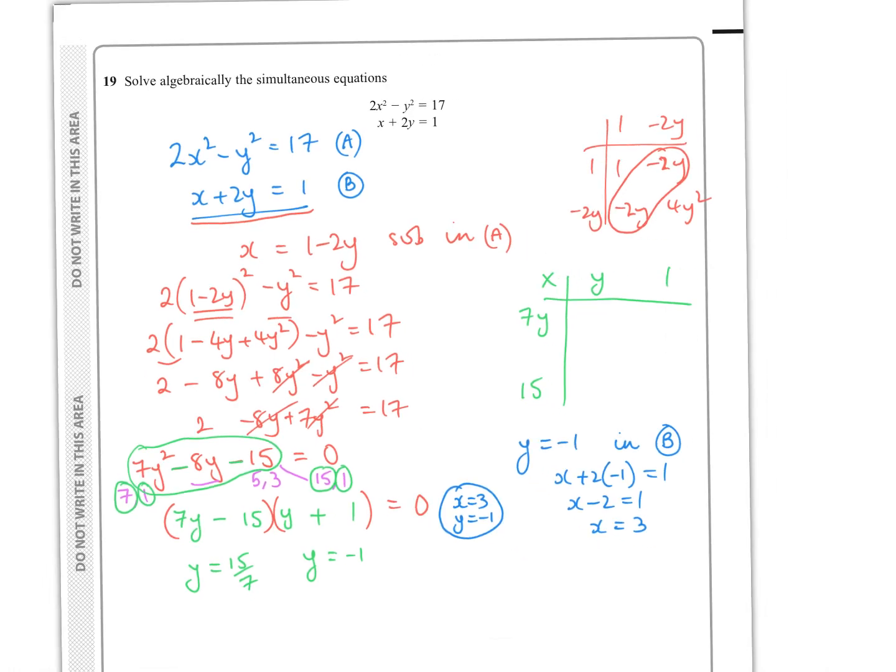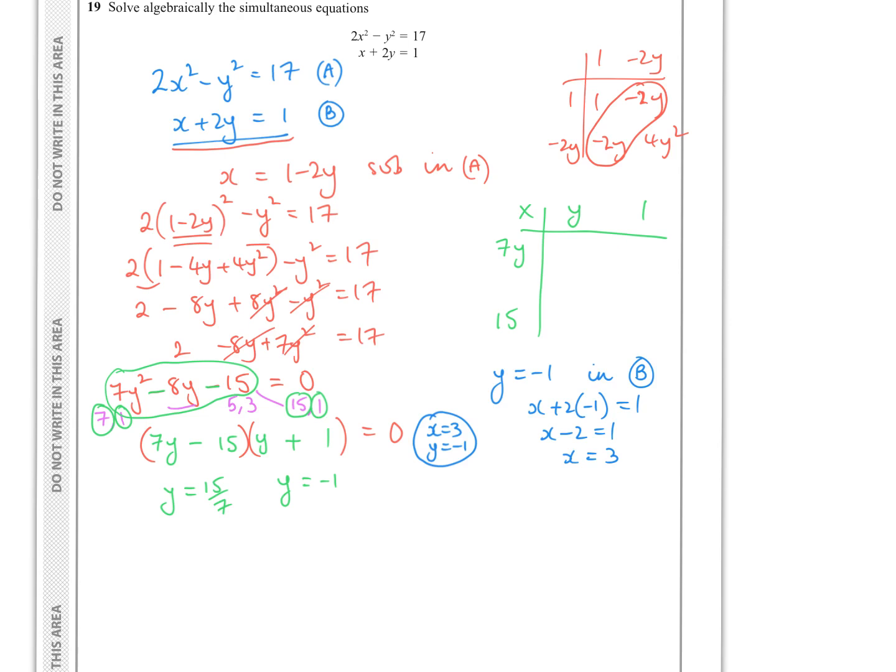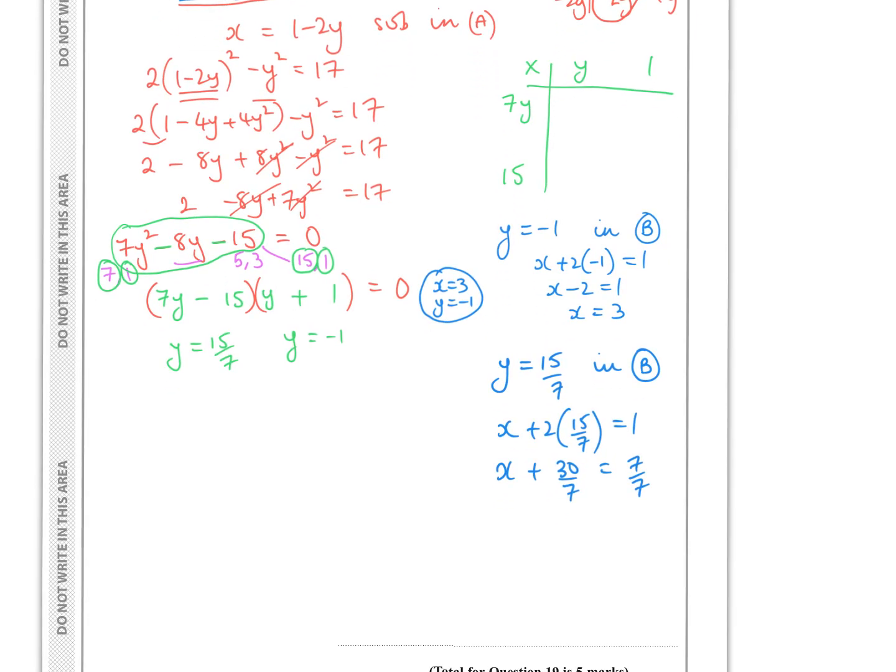Create a bit more room. And then we're going to look at the other y solution, which is a little bit more tricky. And that's going to give us y is 15/7. Substitute that in equation b. So x plus 2 lots of 15/7 equals 1. So that's x plus 30/7 equals 7/7. And I'm just going to take 30/7 from both sides.